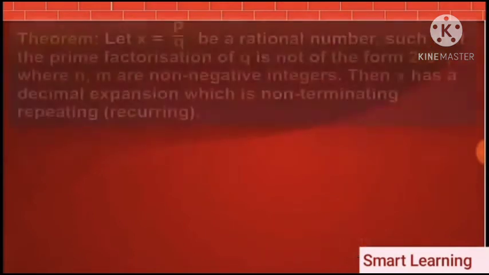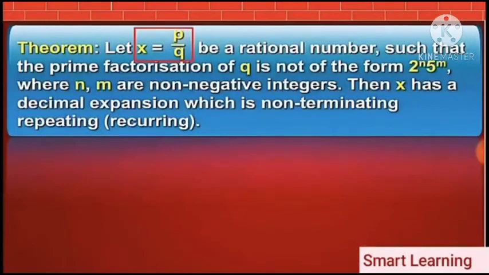Such numbers can be represented by the following theorem. If x equal to p upon q is a rational number such that the prime factorization of q is not of the form 2 raised to the power n into 5 raised to the power m, where n, m are non-negative integers, then x has a decimal expansion which is non-terminating, repeating, that is, recurring. In simple words, when after cancelling the common factors, the denominator has factors other than 2 and 5, then it is non-terminating, repeating, that is, recurring.